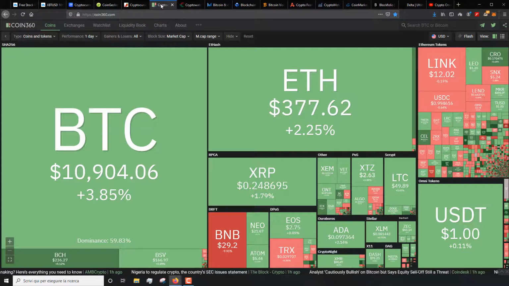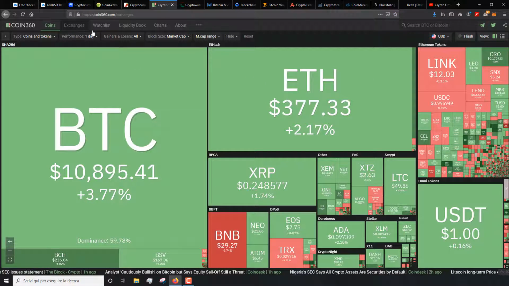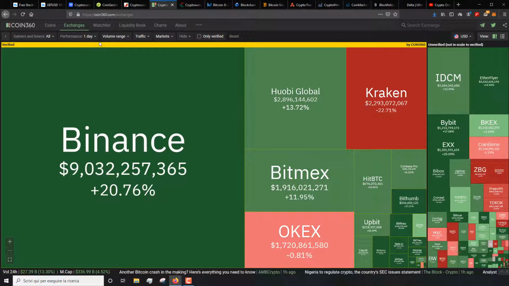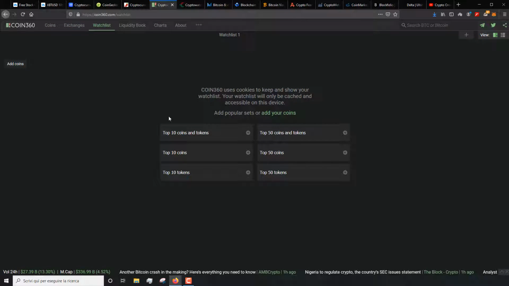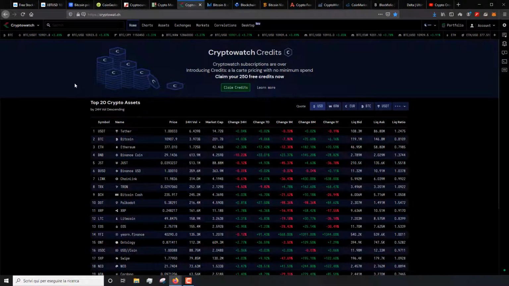And of course coin360.com. Here you can see crypto performances, and also you can see exchanges and volumes. You can also add cryptos to your watch list, and you can also see liquidity books and charts.